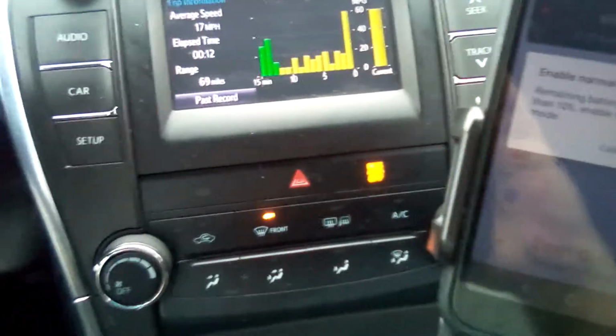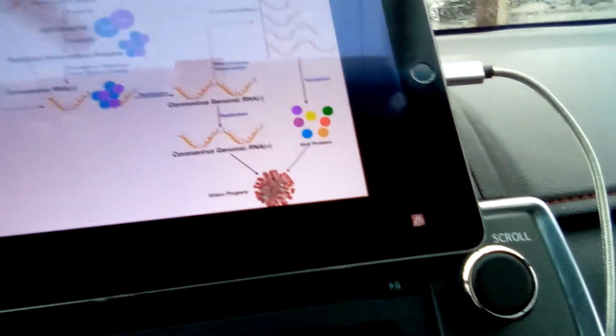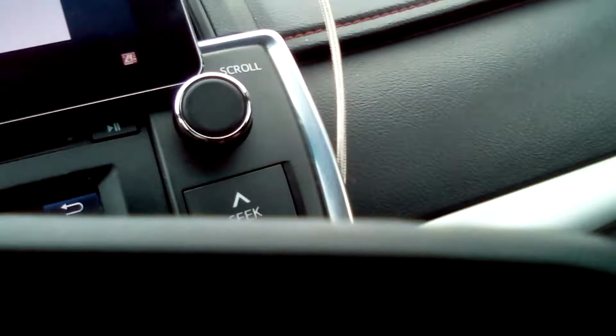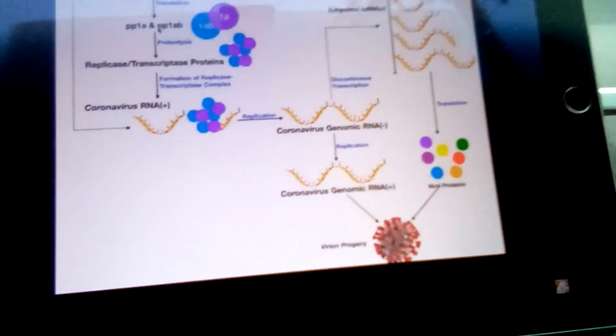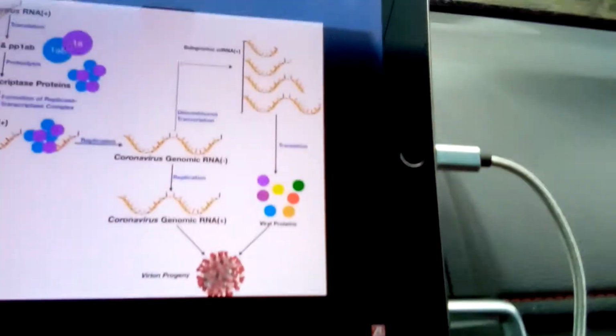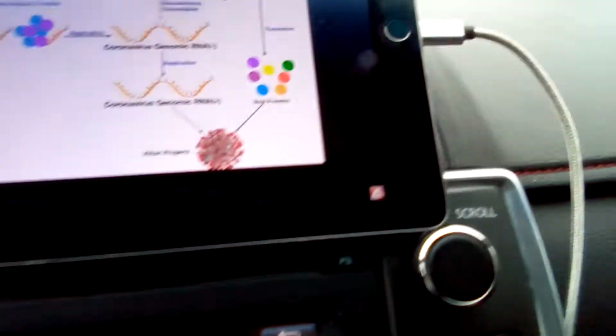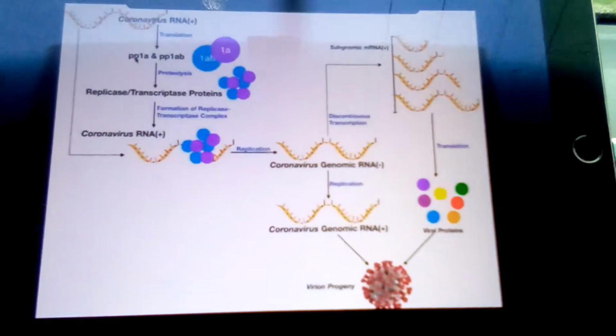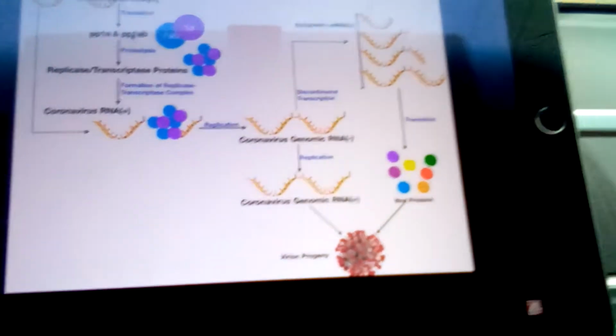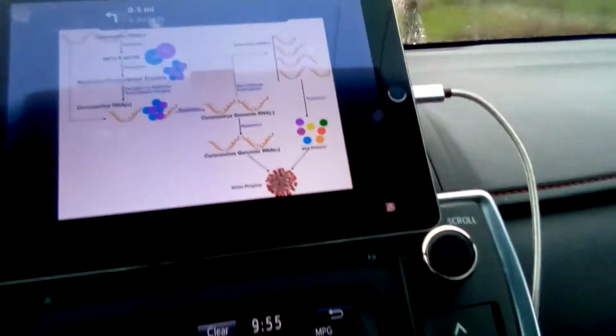So first of all, we have the coronavirus RNA sense strand. This is the genomic RNA. And we're going to get translation via the host cell machinery. And ultimately what we're going to get are two polyproteins. These are very large proteins that come from this RNA. And those are polyprotein 1A and polyprotein 1AB.